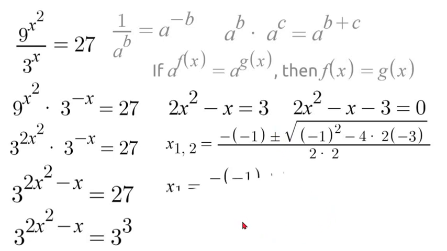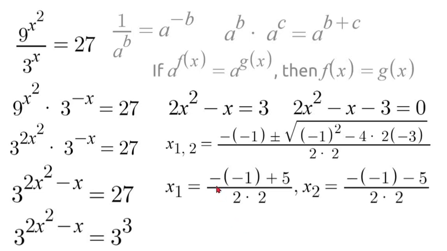And so we're going to have x is equal to a negative times a negative 1 plus 5 on the top over 2 times 2. And on this side, we're going to have the same thing, except it's going to be a minus 5. And so with this left one here, we're going to have a positive 1 plus 5 is 6 over 2 times 2 is 4. So 6 over 4 would be equal to 3 over 2. So that is one possible answer.